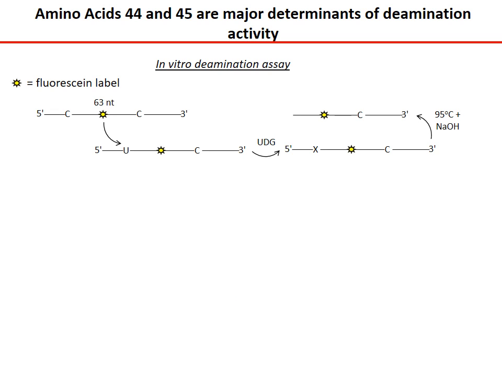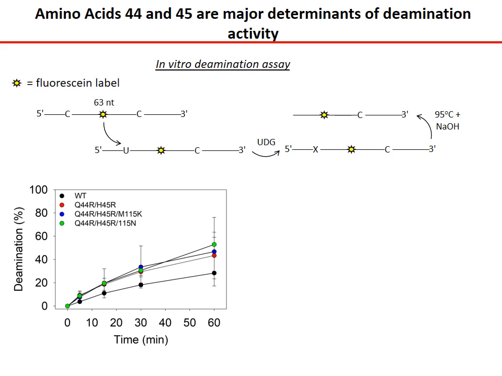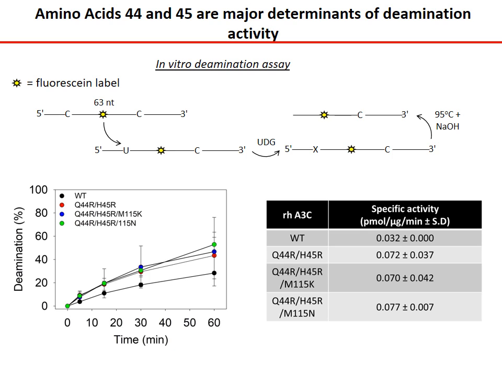Since the N-triple mutant had increased dimerization, we determined whether this correlated with increased deamination activity as previously reported for human and chimp A3Cs. So we did an in vitro deamination assay. We first did a time course of deamination to determine the linear range of activity and then calculated the specific activity in that region. We found that rhesus A3 mutants that we have tested have approximately 2-fold more activity than wild-type rhesus A3C, indicating that changing amino acid at position 44 and 45 increases the activity of rhesus A3C.